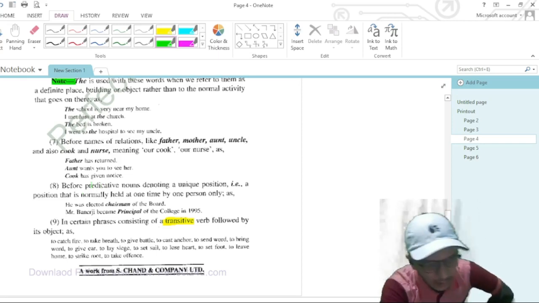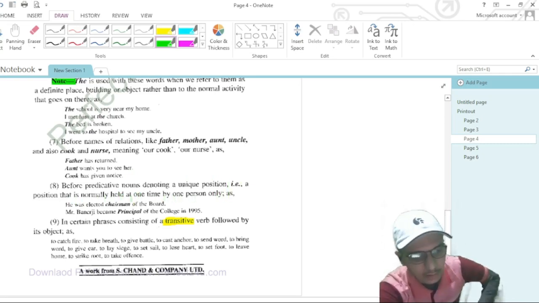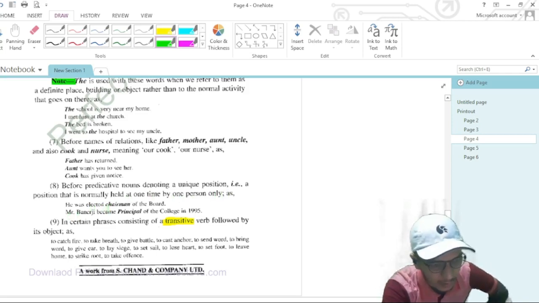Before predicate nouns denoting a unique position, a position that is normally held at one time by one person only, as in "Mr. Banerjee became principal of the college in 1995."